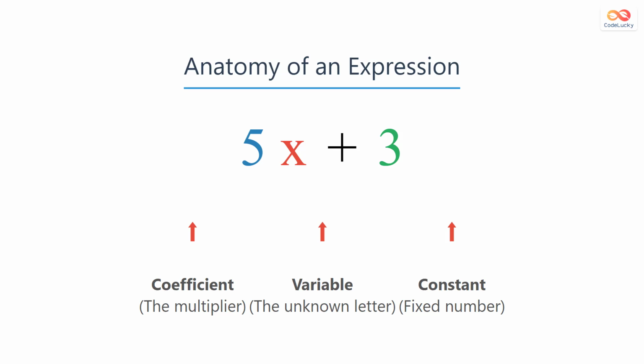First, let us look at the parts of an algebraic expression, like 5x plus 3. The letter x is called a variable because its value can change. The number 5 next to it is the coefficient, which multiplies the variable. The number 3 standing alone is the constant because it never changes.